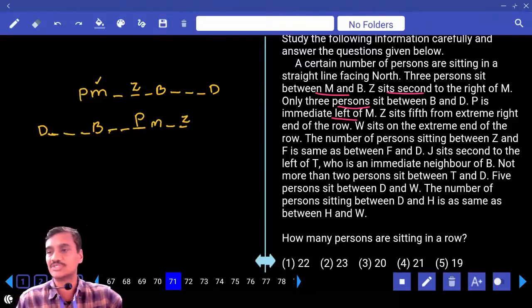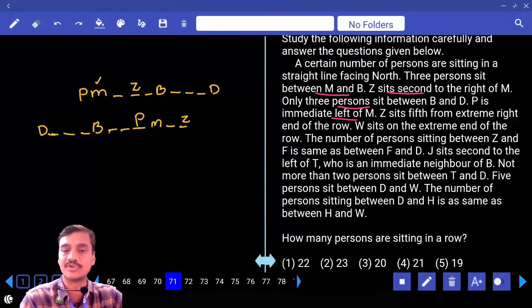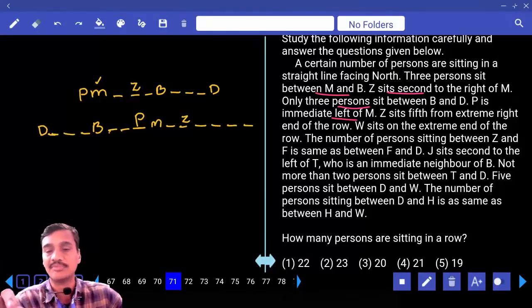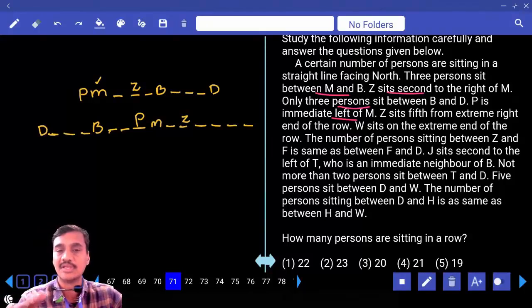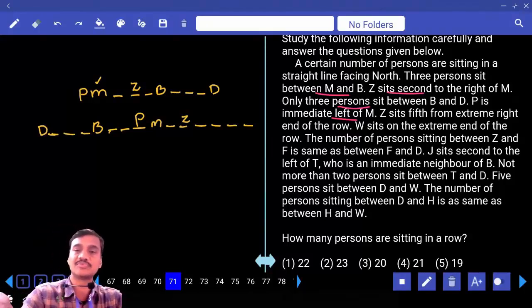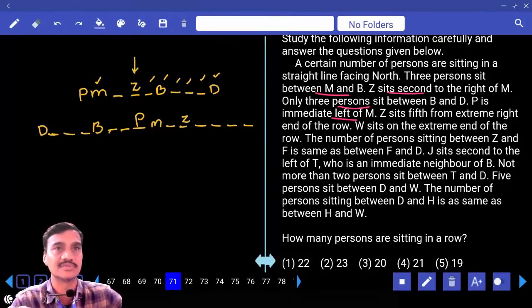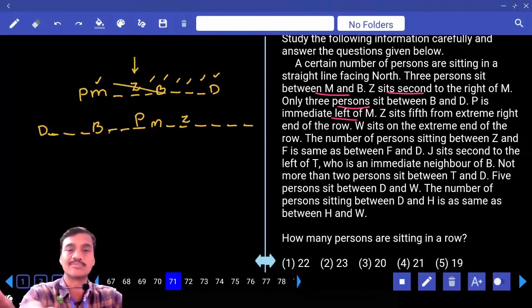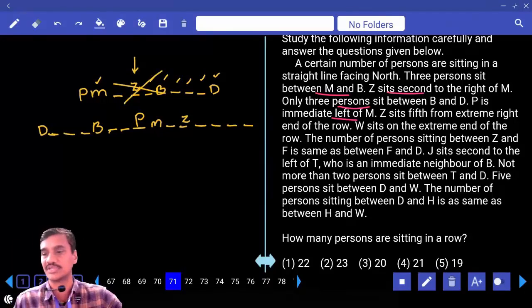And next one, Z sits 5th from right extreme and other row. Hence, how many persons are there to the right hand side of Z? Only 4 people, because Z is 5th from the right. And in the first case, is there a possibility of Z being 5th from the right? 1, 2, 3, 4, 5, 6, 7. Minimum 7th position from the right hand side. Isn't it? Hence this case is completely ruled out. Now we are left with only the second one.